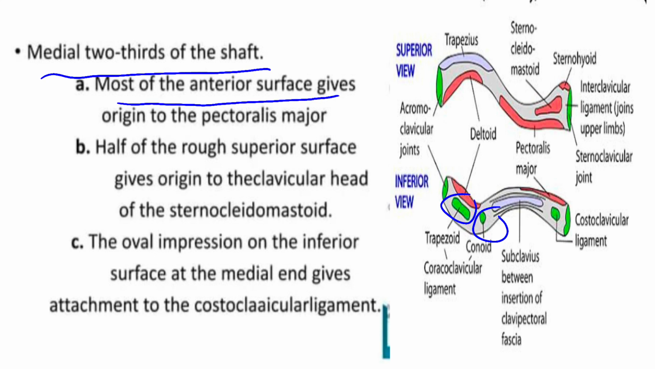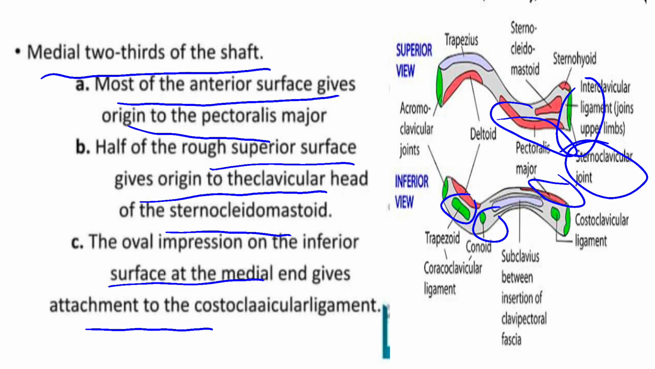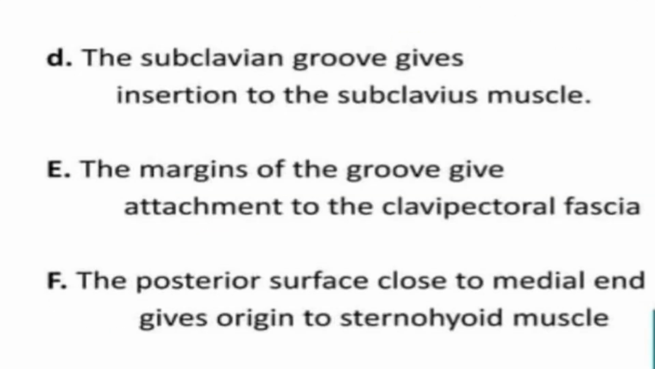Most of the anterior surface gives origin to the pectoralis major. Here you can see the pectoralis major. Half of the rough superior surface gives origin to the clavicular head of sternocleidomastoid. The green color shows here the sternocleidomastoid. The oval impression on the inferior surface at the medial end gives attachment to the costoclavicular ligament. See here, the green color one gives attachment to the costoclavicular ligament.